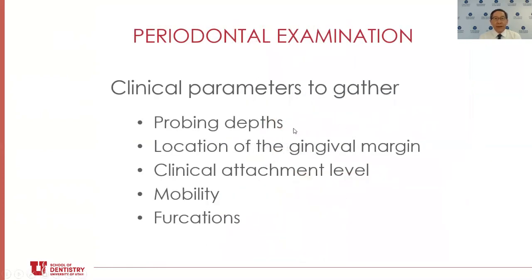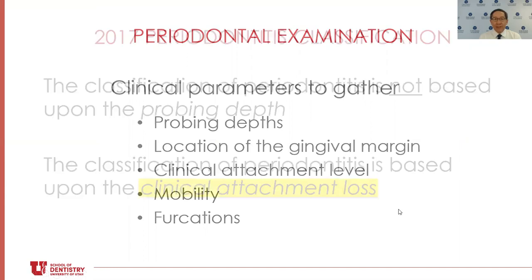So parameters to gather, probing depths, the periodontal probe must be used to gather 6-point probing around each tooth. It's very important to note the gingival margin. Where is the gingival margin in relation to the CEJ? Because the combination of probing depth in relation to gingival margin allows you to calculate the clinical attachment level. And most of our computer programs will provide a calculation of the clinical attachment level. Check mobilities, because a grade or class 2 mobility or grade 2 or 3 is associated with the stage 3 periodontitis, and a furcation involvement of 2 or 3 is associated with the stage 3 or 4 periodontitis condition. So important to check mobility and furcations as part of your examination.